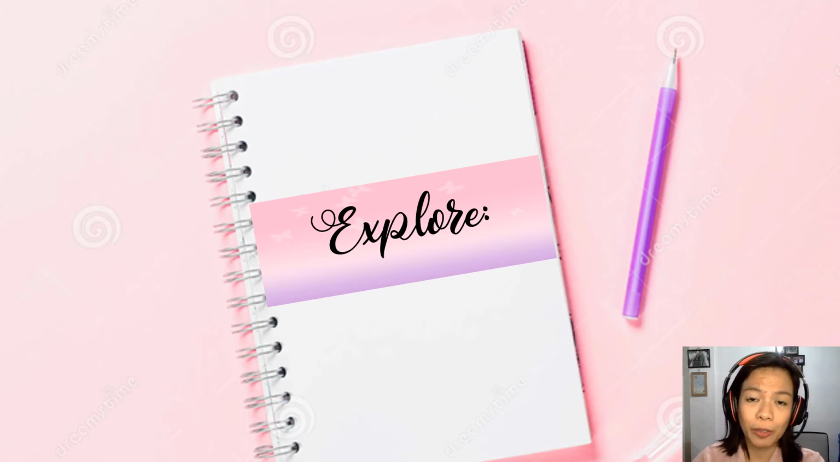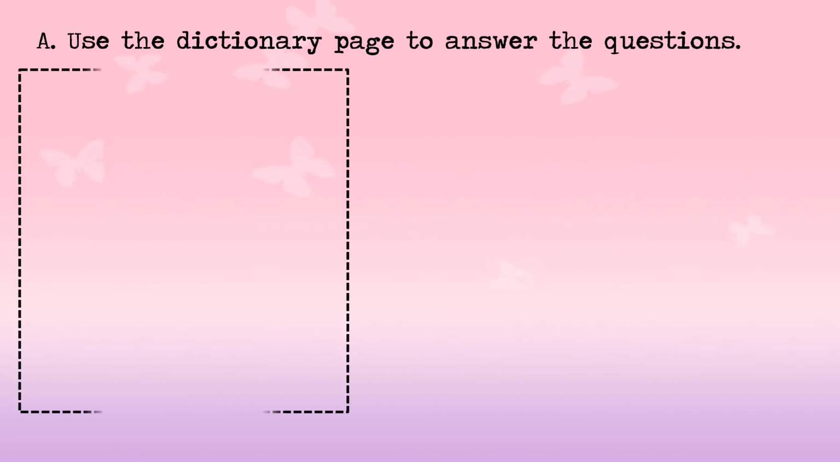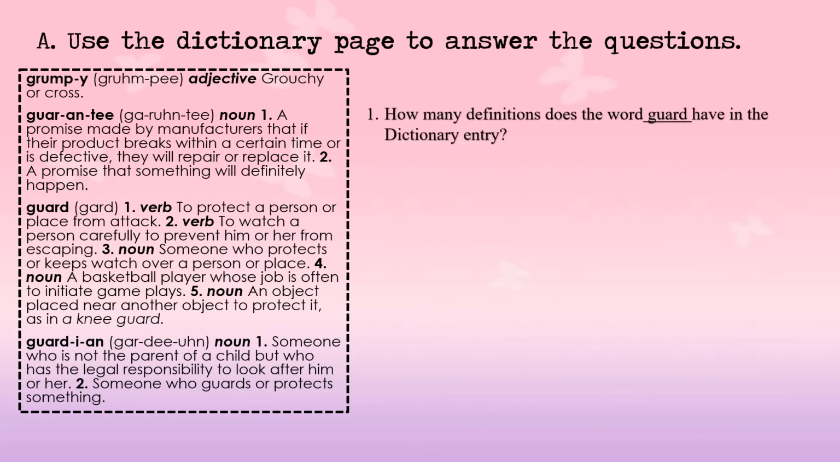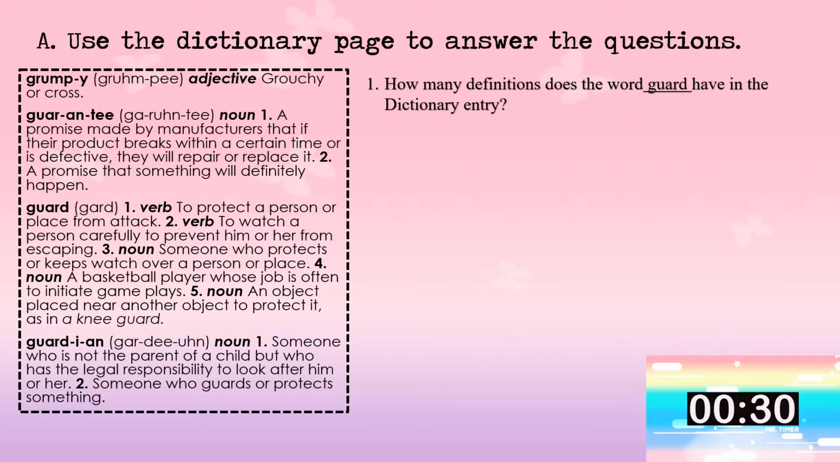Let us explore. To further understand our lesson for today, let us have a few exercises. Get your pen and paper ready. Use the dictionary page to answer the questions. Question number 1. How many definitions does the word guard have in the dictionary entry? I'll give you 30 seconds to answer. Timer starts now.